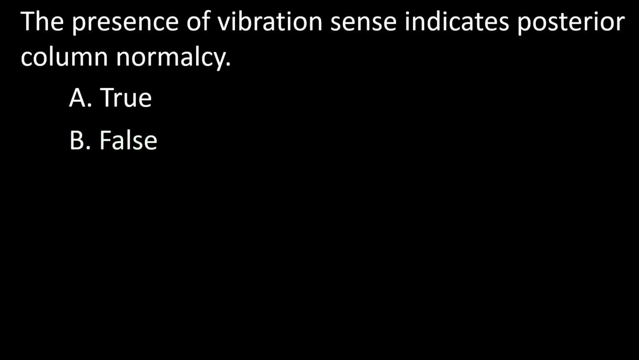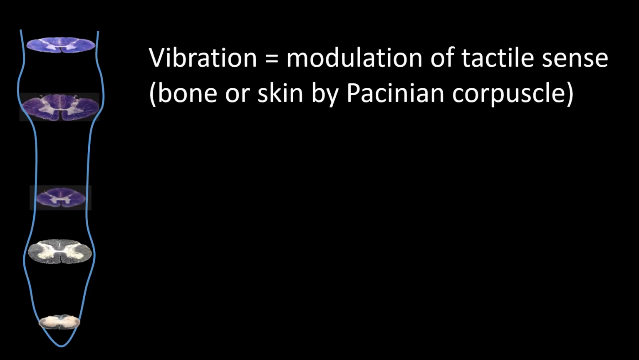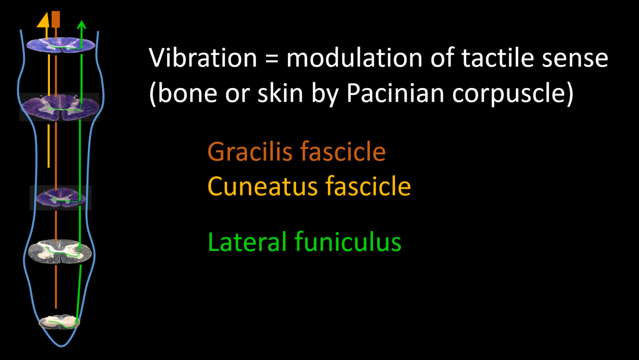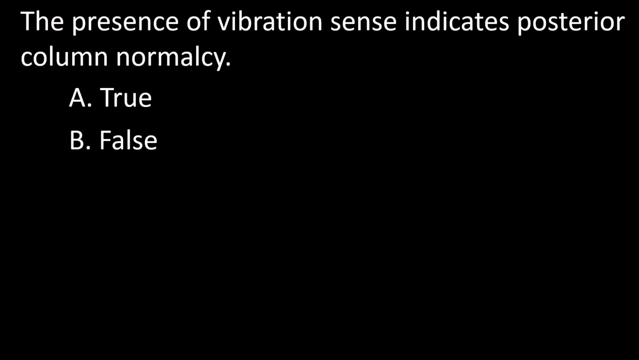Next question. The presence of vibration sense indicates posterior column normalcy. A true, B false. Vibration is a modulated tactile sensation and not a spatial sensory modality. It is carried by uncrossed gracilis and cuneatus fasciculi fibers and by cross fibers traveling in the lateral funiculus. So the answer to this question is B.